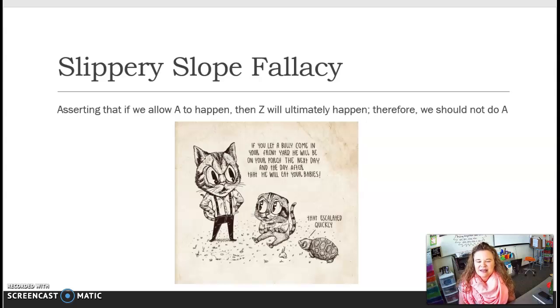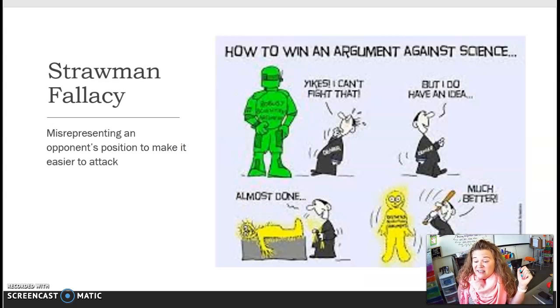Number 14, slippery slope fallacy: asserting that if we allow A to happen, then Z will ultimately happen. Therefore, we should not do A. If you let a bully come in your front yard, he will be on your porch the next day, and the day after that, he will eat your babies. That doesn't make sense. That's not a logical follow-up. If I said, if you don't do your homework today, then you will fail English, and you will have blue hair. The first two did make sense, but it doesn't lead to the blue hair, and you don't know how that person got there. Pause this video and write your own example of a slippery slope fallacy.